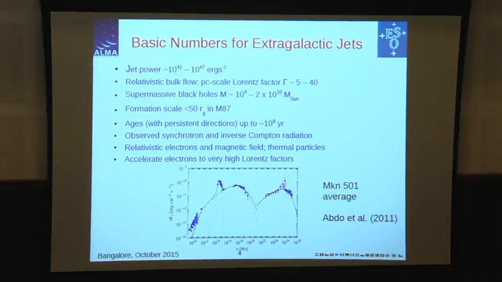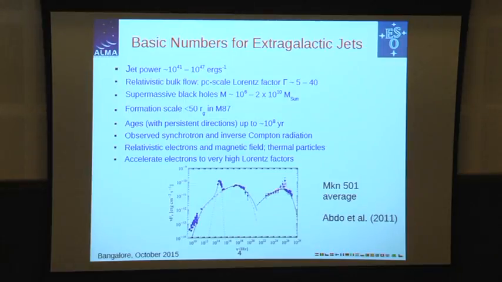The jets form in at least one or two cases on scales which are only a few tens of Schwarzschild radii, for example in M87. And they can persist, maintaining some sort of directional consistency for up to 10^8 years. They don't all do that, of course. Some of them are very young. But we know from the very extended radio sources that they can be very persistent in direction.